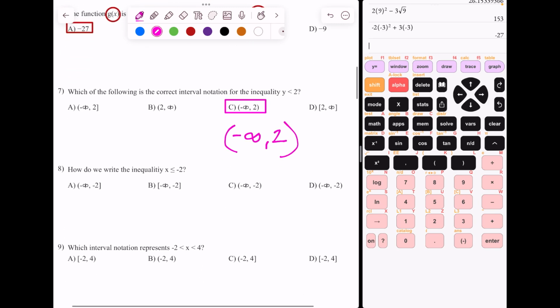Perfect. Let's look at number 8, very similar. How do we write the inequality? X is less than or equal to negative 2. Again, the biggest number that we're ever going to become is negative 2. We are less than or equal to negative 2. When you're equal to negative 2, you could put a square bracket at negative 2. And if you're less than negative 2, that means you're all the negative numbers before negative 2, which means you're going towards negative infinity. And when you go towards negative infinity, you don't know what the number is equal to, so you get a parenthesis.